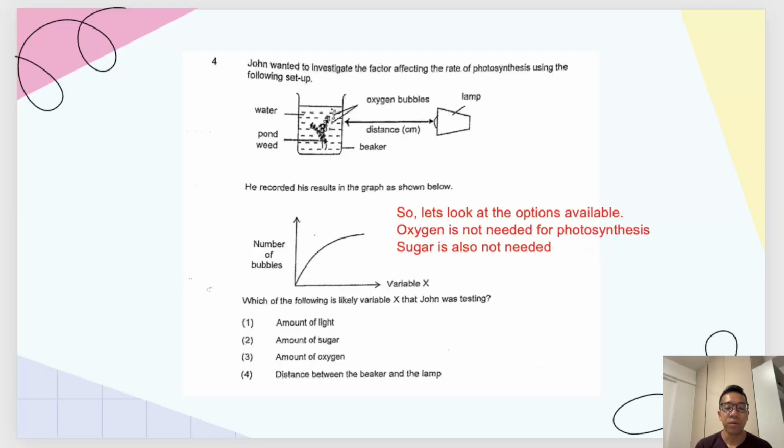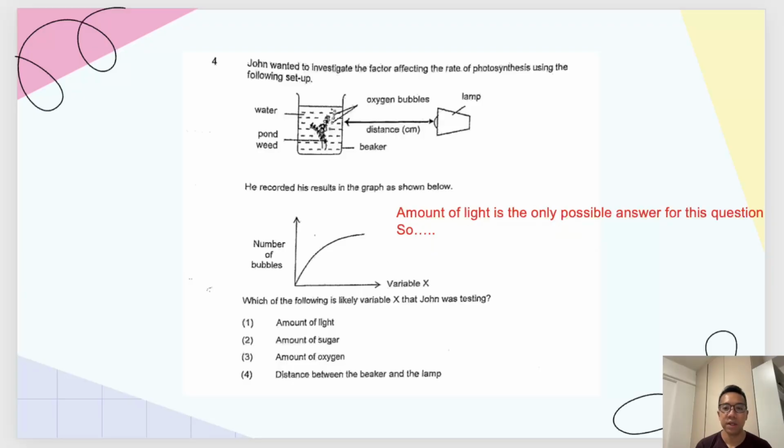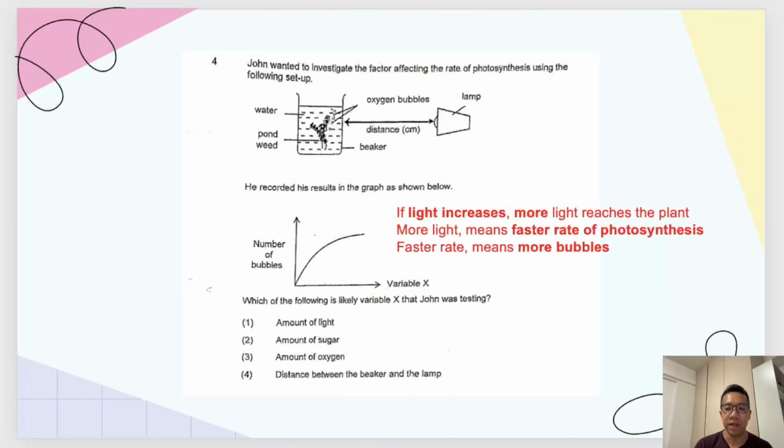So let's take a look at the options available again. Oxygen and sugar, which is option number 2 and 3, are definitely out because these are not needed for photosynthesis. So the only option left is amount of light.